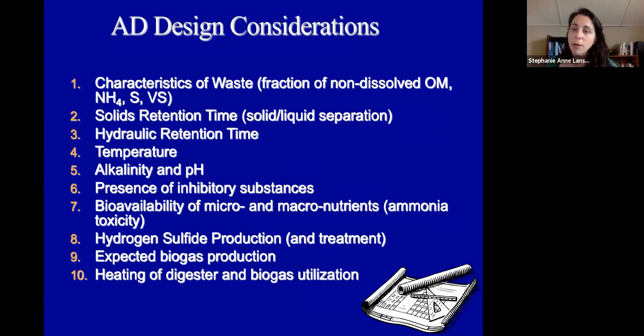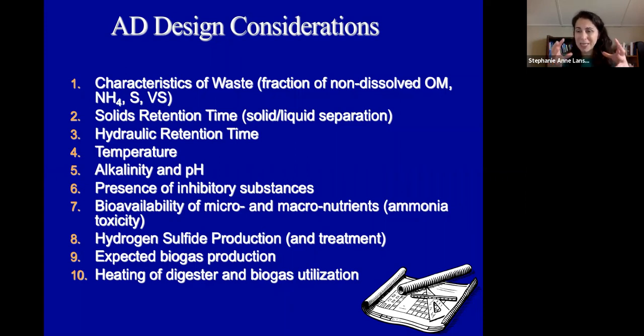So if we're thinking about designing a digester, we need to think about the characteristics of our waste. What is the organic matter? How much ammonia, volatile solids, sulfur? What's the solid and liquid retention time? Are we solid liquid separating after digestion, before digestion? What's the hydraulic retention time? Again, in a normal wastewater digester, it's going to be about 20 to 30 days. Same thing for a farm-based digester.